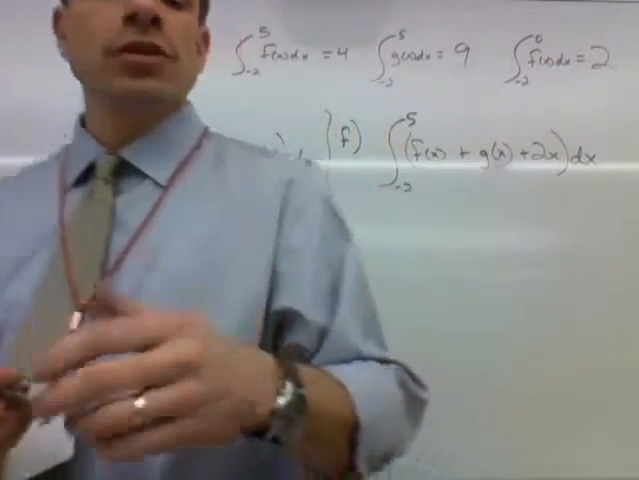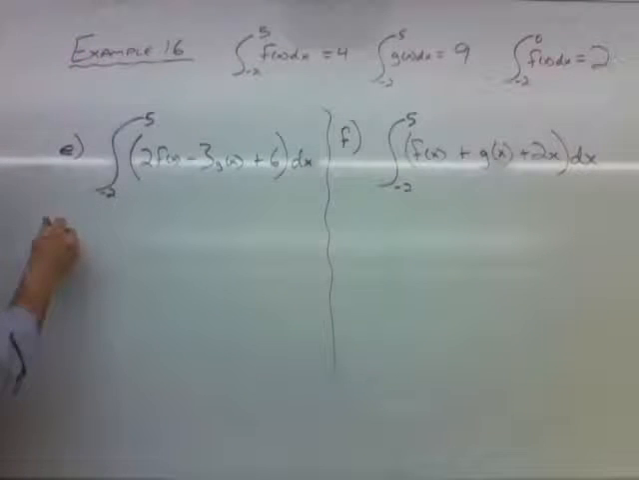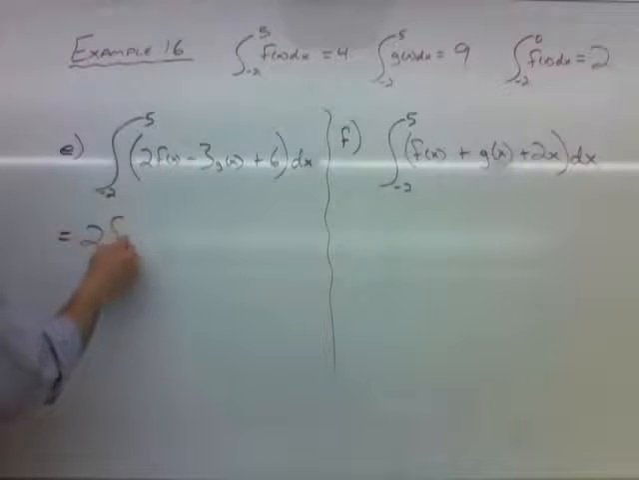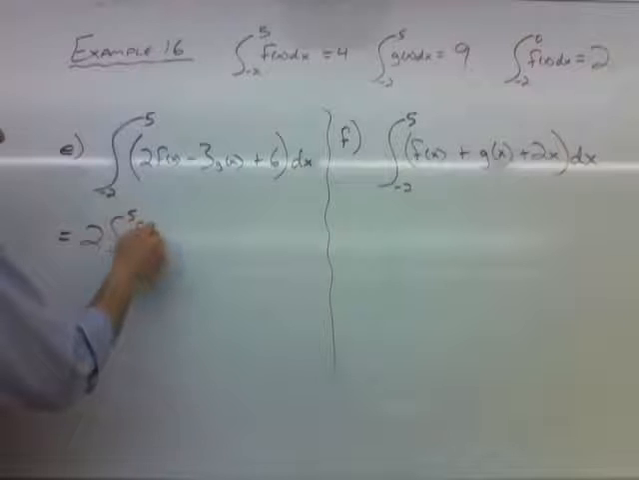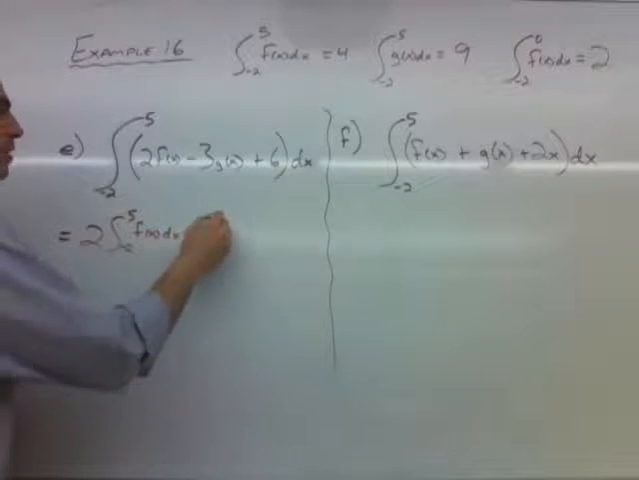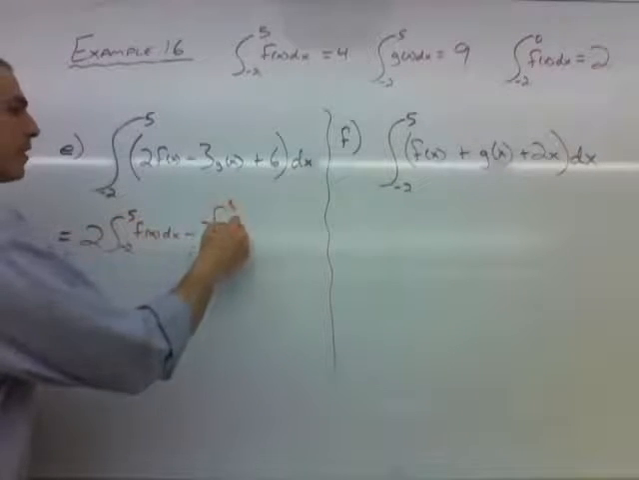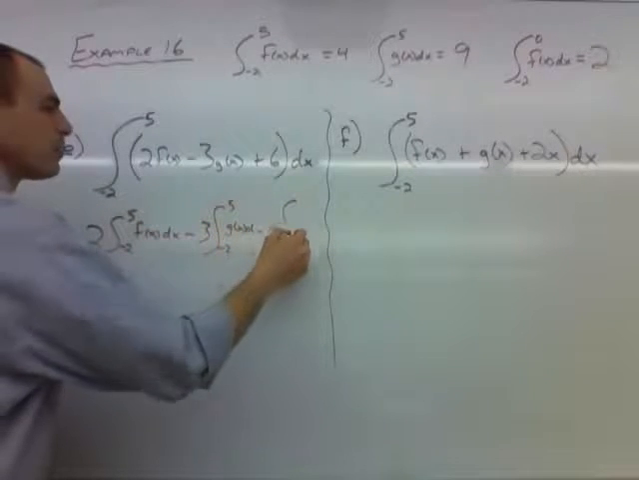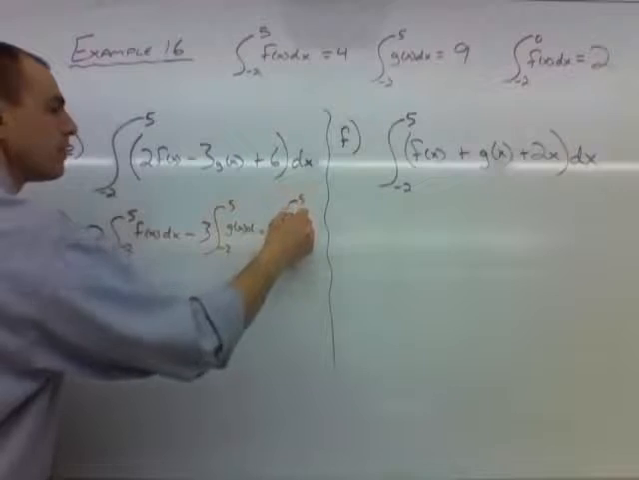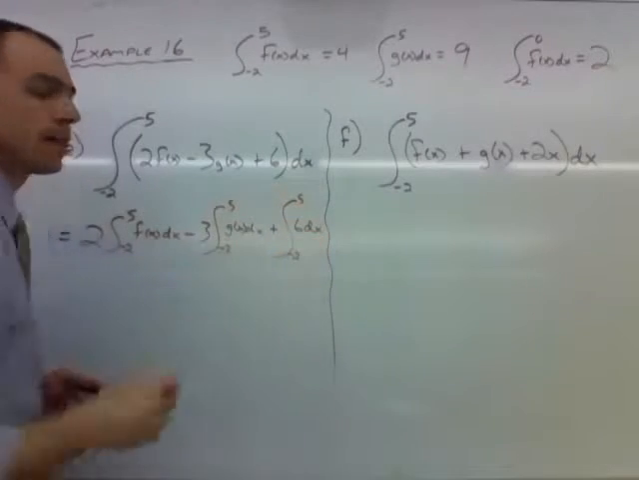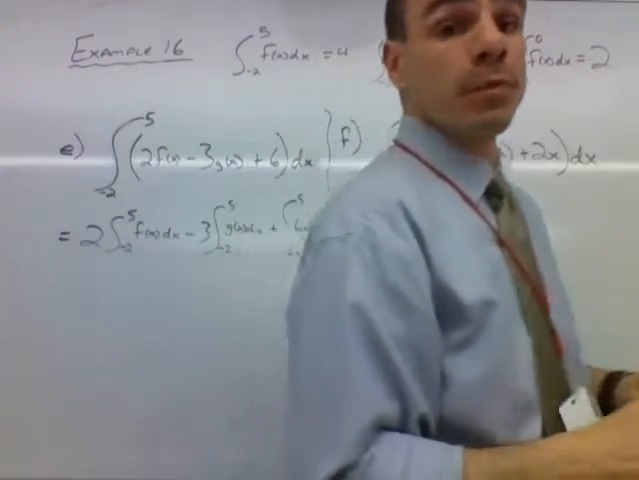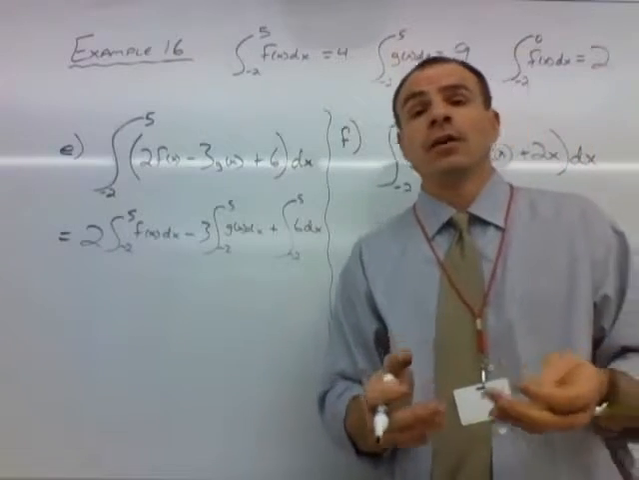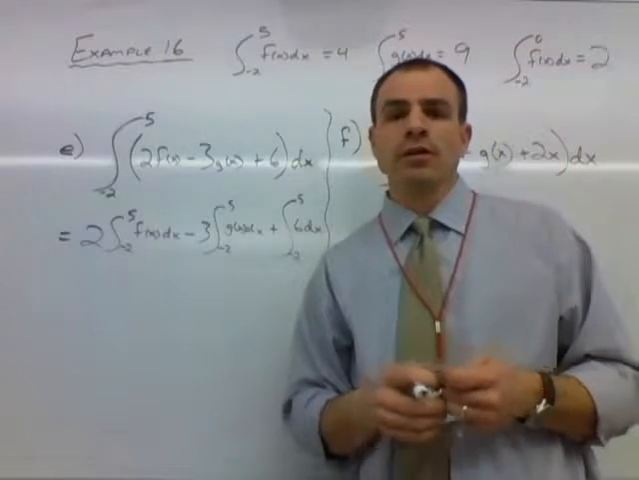And if we do so, we can make it equal to 2 times the integral from negative 2 to 5 of f of x dx minus 3 times the integral from negative 2 to 5 of g of x dx plus the integral from negative 2 to 5 of 6 dx. All right, we'll break it down into 3 integrals because we have 3 parts and they're all being separated by plus or minus. So we're allowed to do that.